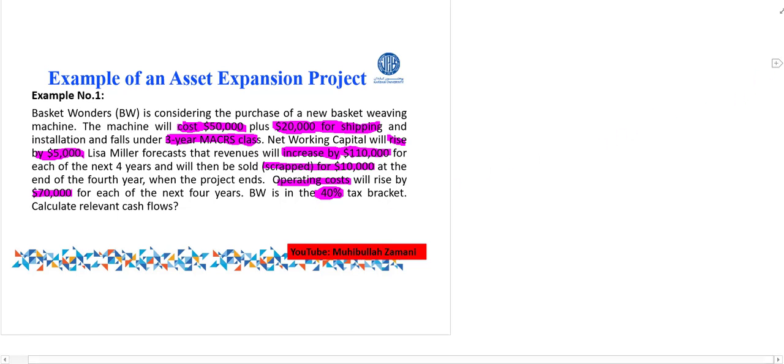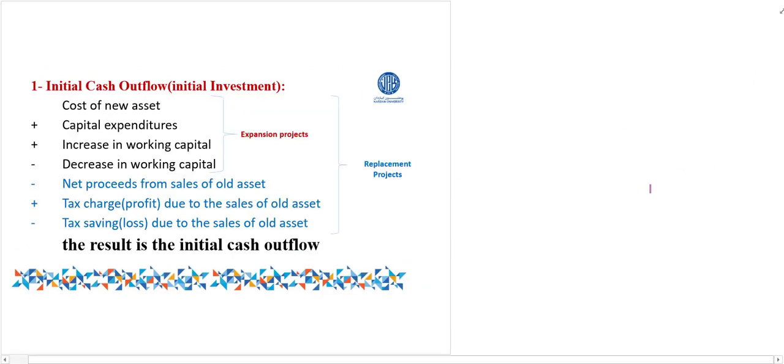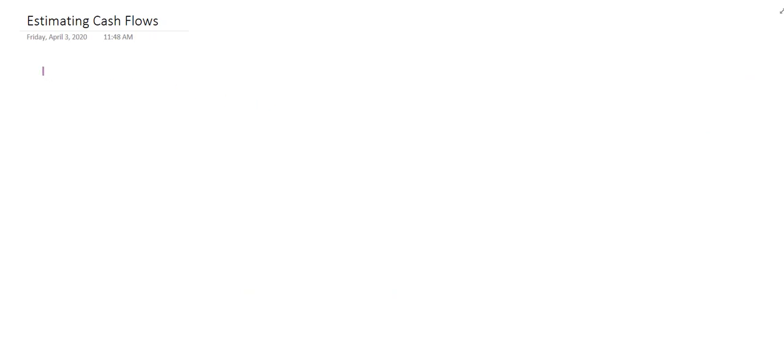If you remember in the previous videos, we have given the information regarding the formula for how to calculate the initial cash outflow. If you remember, this was the formula: cost of the asset plus capital expenditure, plus either increase or decrease in working capital. If there is increase, add. If there is decrease, just minus it. We don't have this part in this example. Why? Because this is in the case of replacement, but our example is only for expansion. So these items are available in this case only. So now let us solve this one and calculate the initial cash outflow, right?